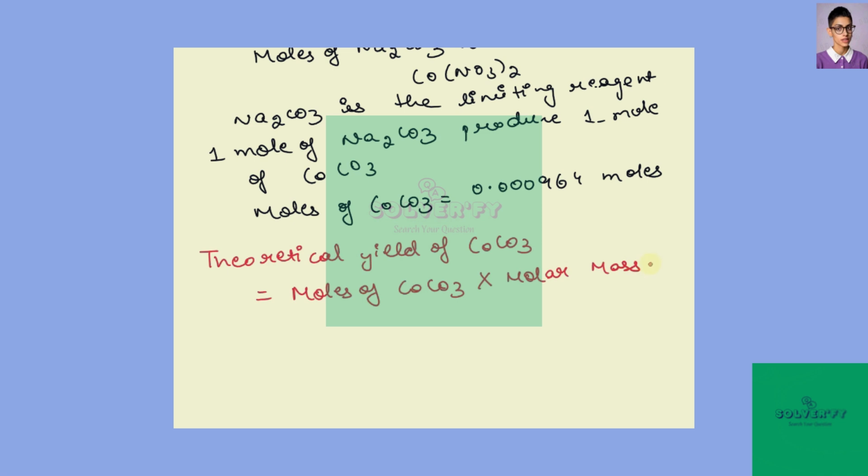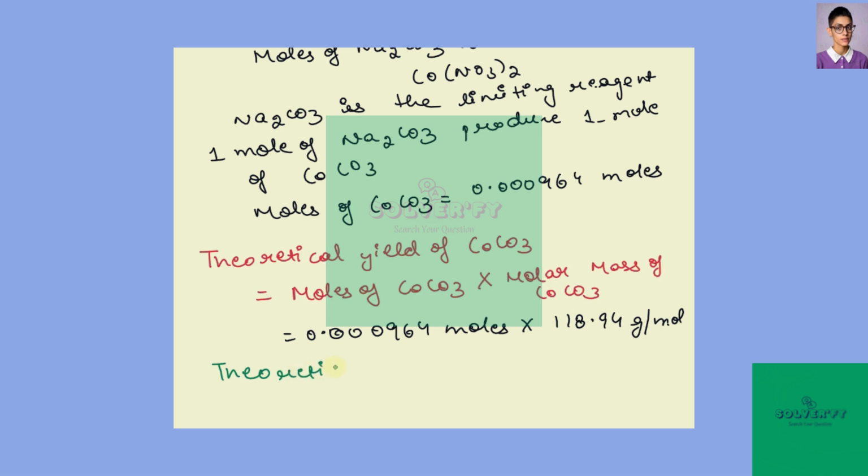So now when we solve this, moles is equal to 0.000964 moles and its molar mass is 118.94 gram per mole. So when we solve this, we get the theoretical yield. So now the theoretical yield of the cobalt(II) carbonate is equal to 0.1146 gram. I hope this video is useful for you to understand this problem.